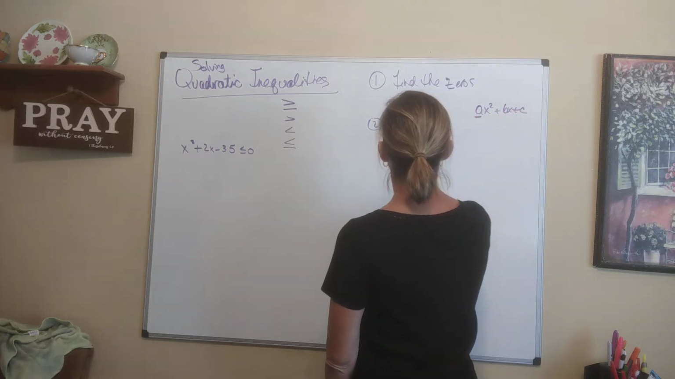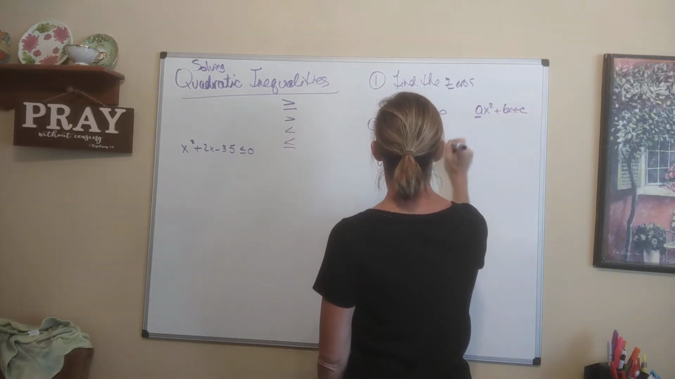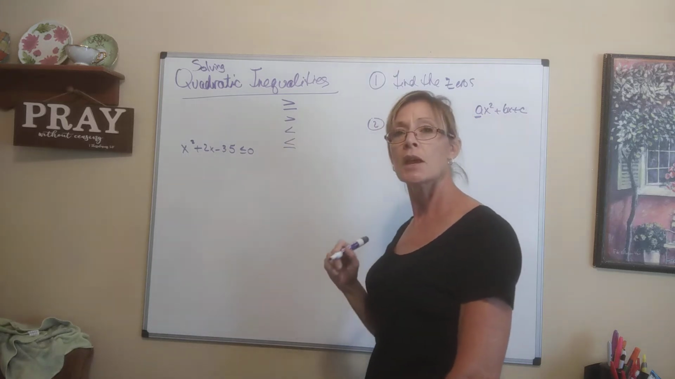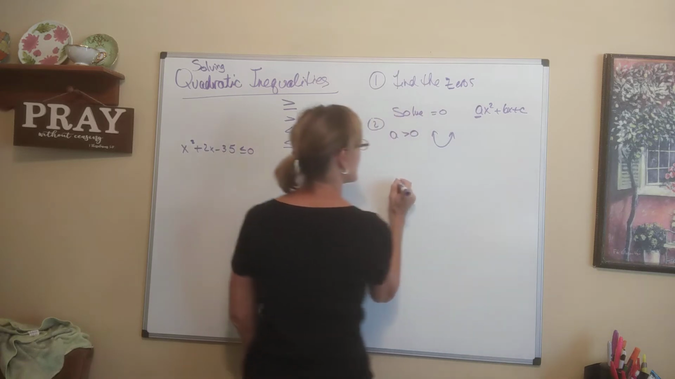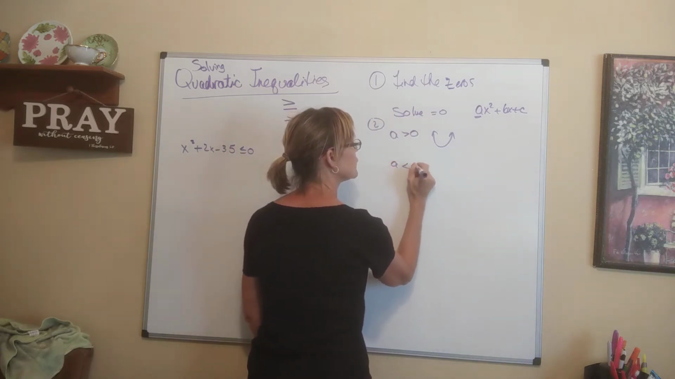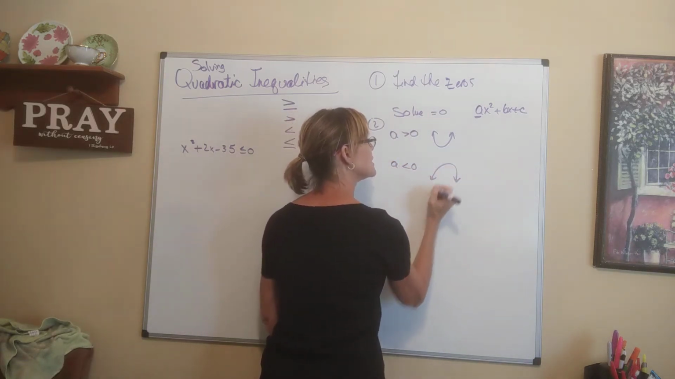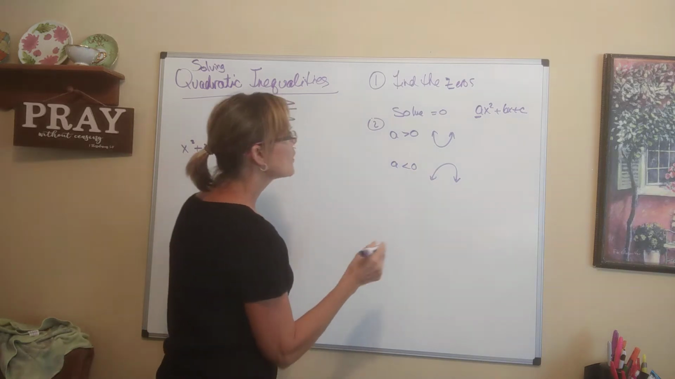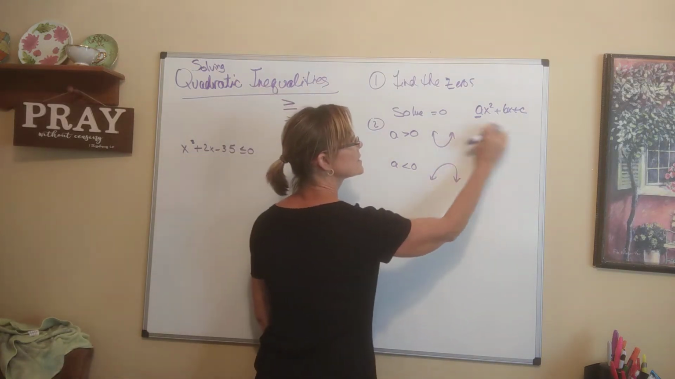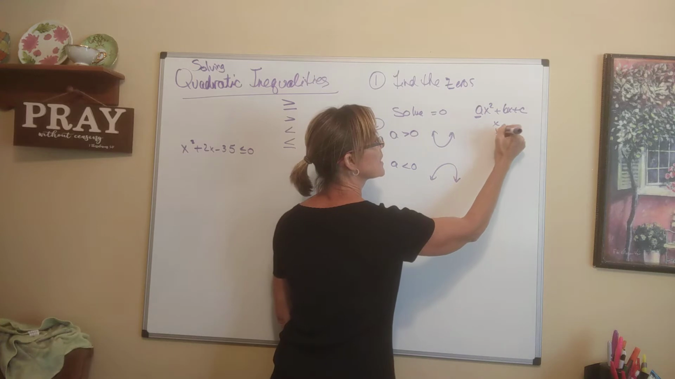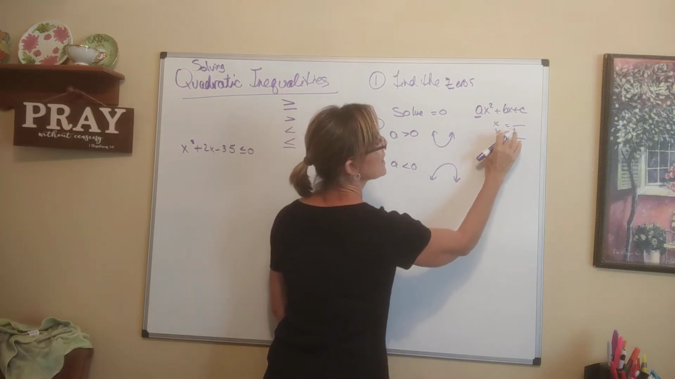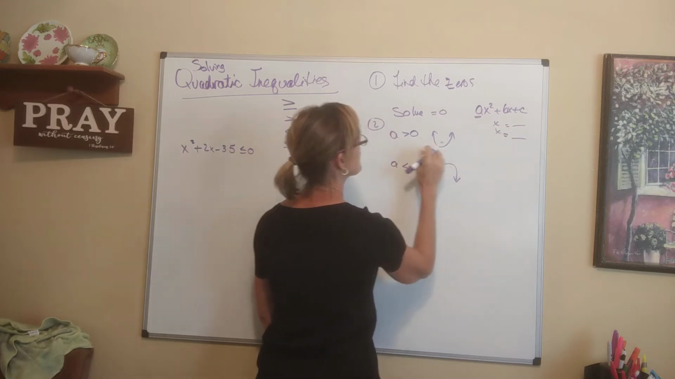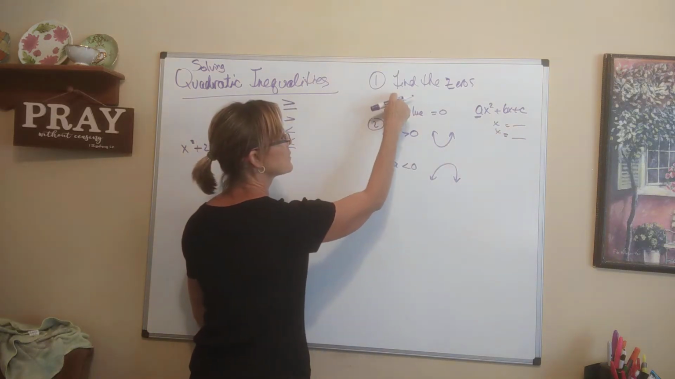And then, if a, which is the leading coefficient, is positive, then we're looking at a parabola, the shape of a quadratic function, that's facing up. If a is negative, we're looking at a parabola that's facing down. After we solve this, it gives us two answers, x is equal to whatever, and those are x-intercepts. We're going to use that information. So first we're going to find the zeros.